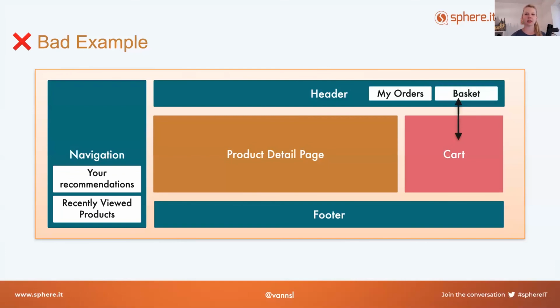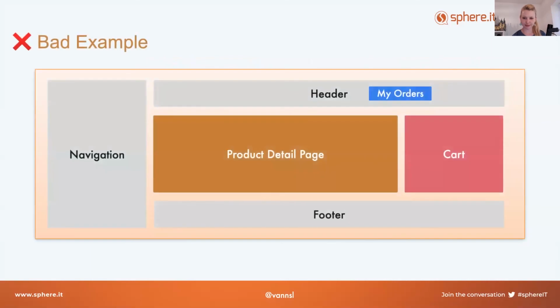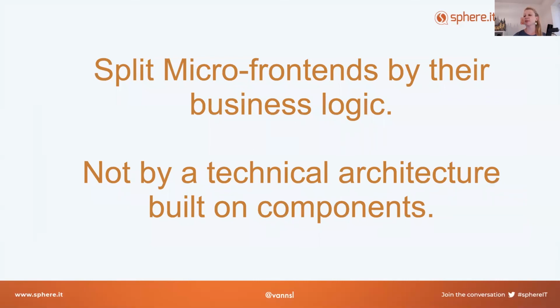Shouldn't the basket belong to the cart micro frontend service? And the recently viewed products, we just said, isn't this belonging to the product? And your recommendations belong to the orders. And now you try to share things between those because they are kind of similar. For example, the cart microservice tries to share something with the basket of the header micro frontend. And this is because it's not split clearly by business logic, but via components. So split micro frontends by the business logic, not by a technical architecture built on components.